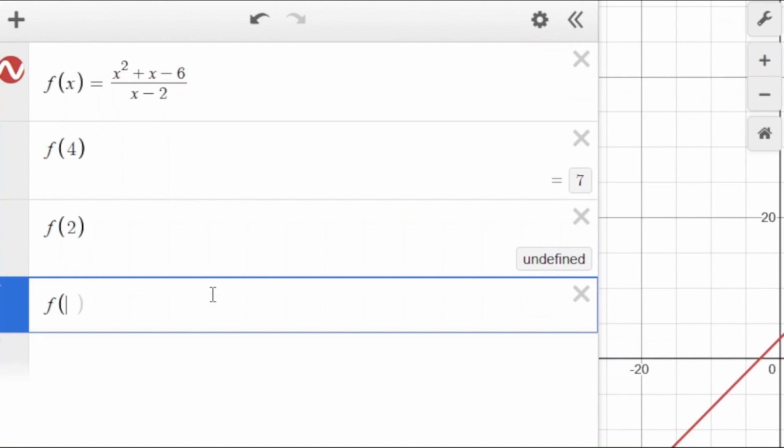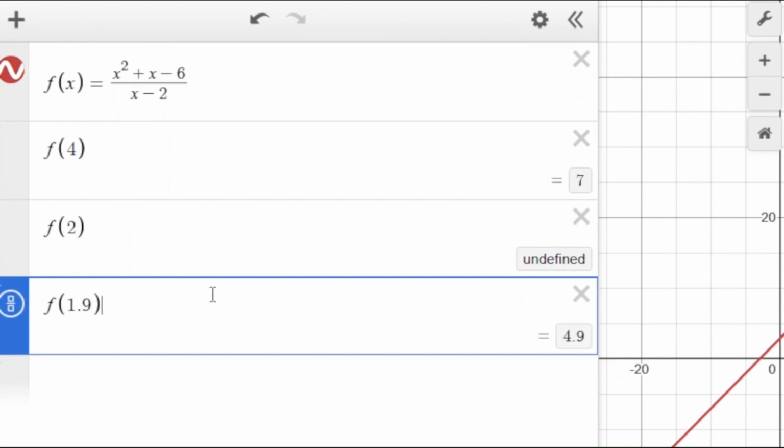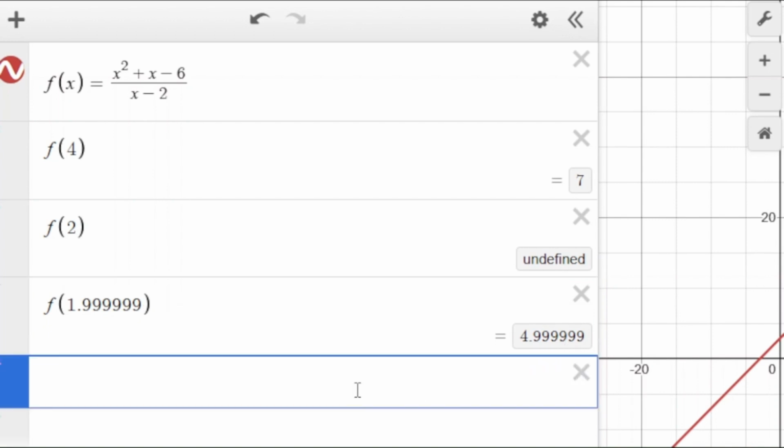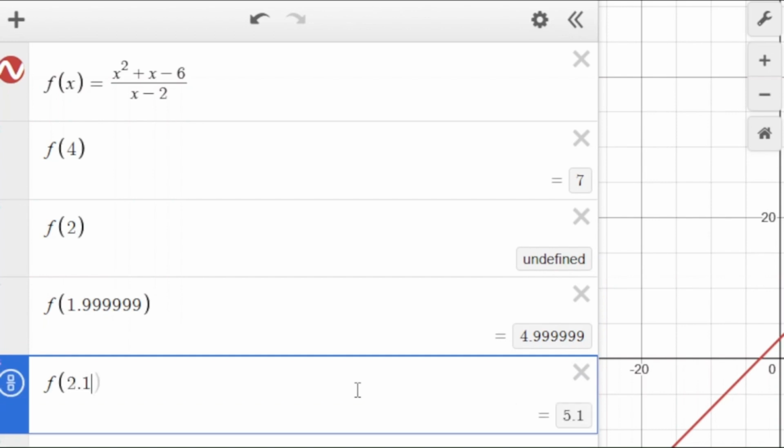What about, though, if we plug in f of 1.9? Well, notice our output is 4.9. Okay, what about 1.99999? Well, notice our output is 4.99999. Notice our output is really close to 5. Now, what if we plug in something a little bigger than 2, so like 2.1? Well, notice we get 5.1. Or 2.00001. Well, notice we get 5.0001.